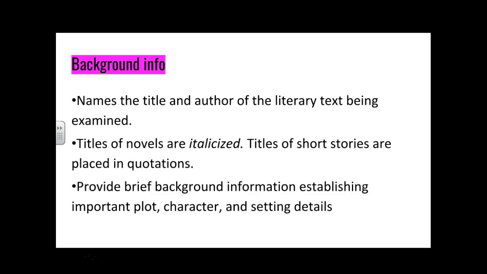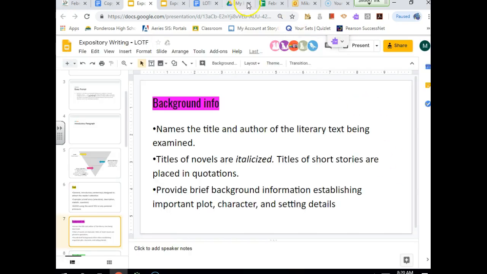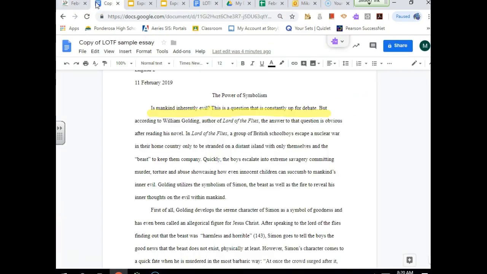Okay. So what does the reader need to know to understand your essay? That's basically what it's asking. Okay, let's go back to our intro paragraph. Let's try to find the background information.